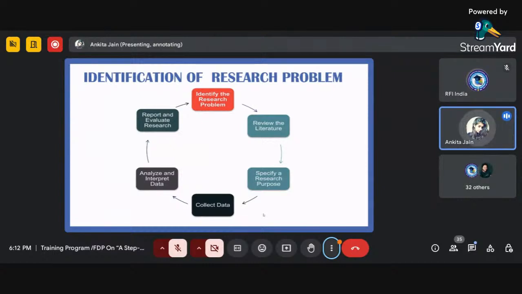Once analysis is done, you have to evaluate the research. For example, you have to write the findings. What did you find? What did you discuss? Ultimately, you have to report and evaluate that research. So what is your conclusion? Everything you need to find out. Then only you can go for identification. After doing such steps, you have to identify a research problem. That may be an indication for doing that.